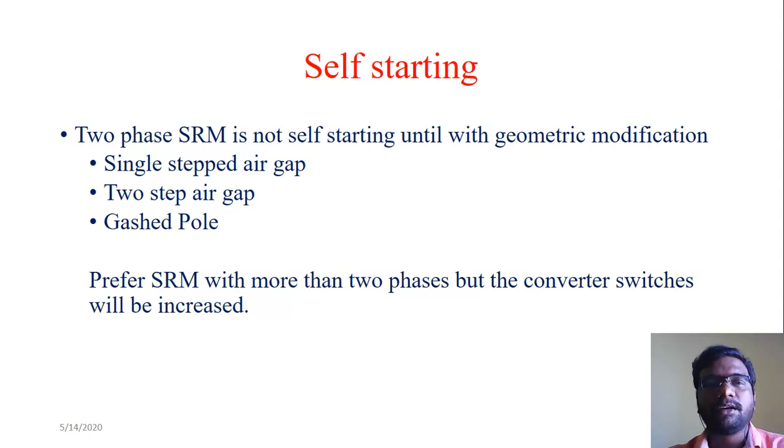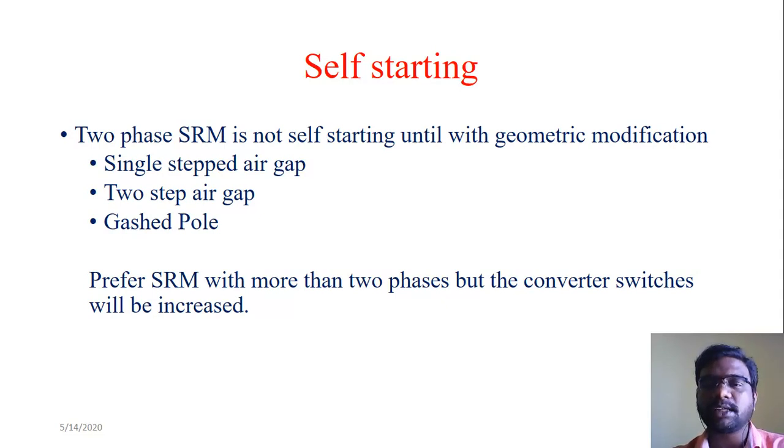But this gadget pole type of switch reluctance motor will give the performance of an asymmetric motor. Then why should I confuse myself and choose a two-phase SRM motor? Better I can go for a multi-phase, more than two-phase, switch reluctance motor, so that makes my motor self-starting.